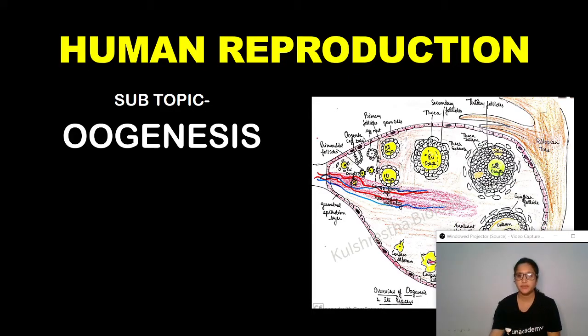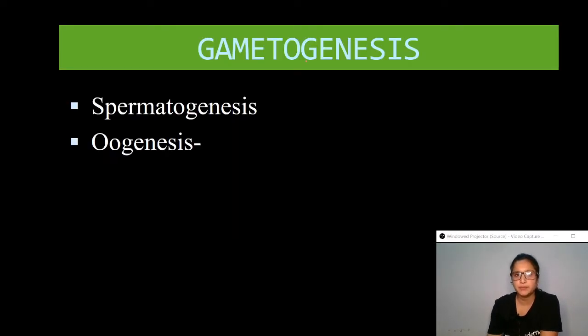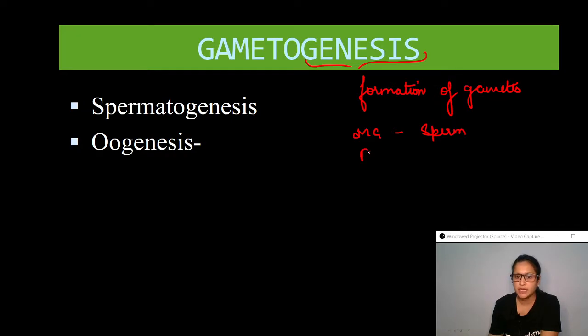Hello, today in this video we are going to cover the topic oogenesis. First of all, we should know the meaning of the term genesis. Genesis means the formation. So formation of gametes is called gametogenesis. The male gamete is the sperm and the female gamete is the ovum. So formation of sperm is called spermatogenesis, whereas the formation of ovum is called oogenesis, right?